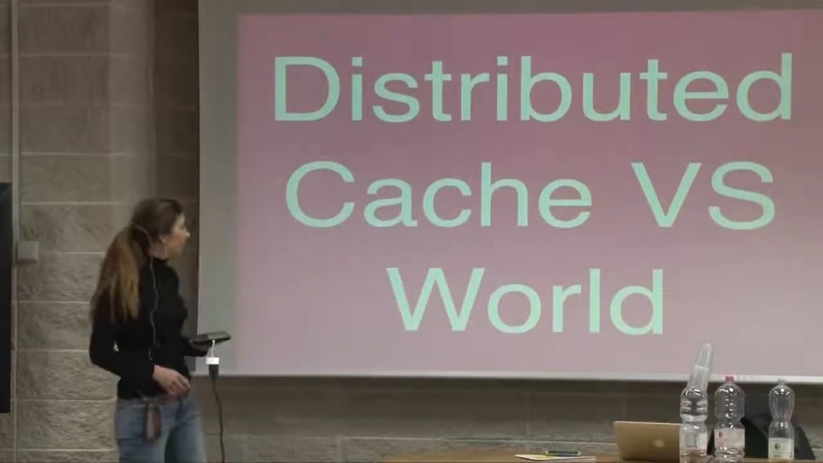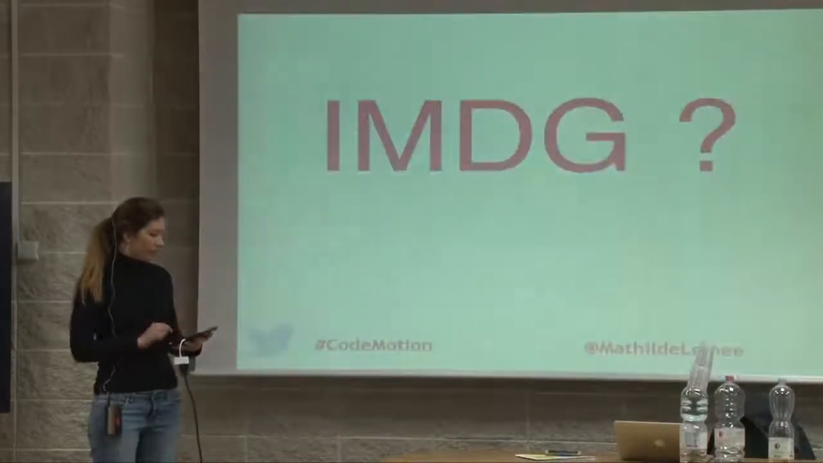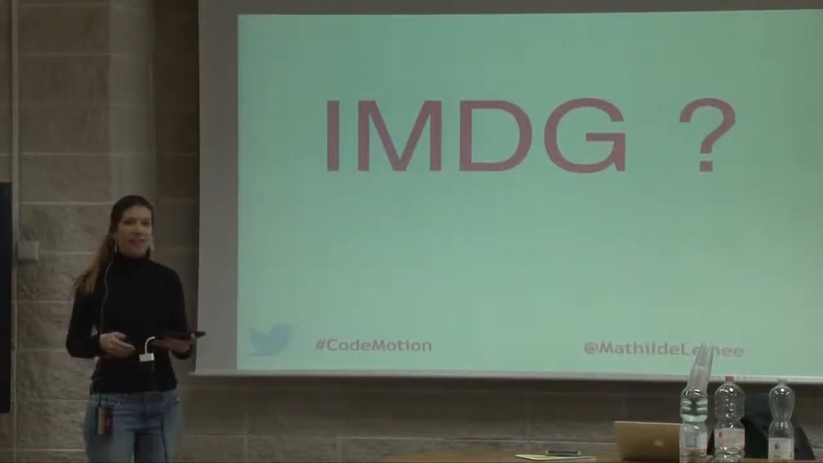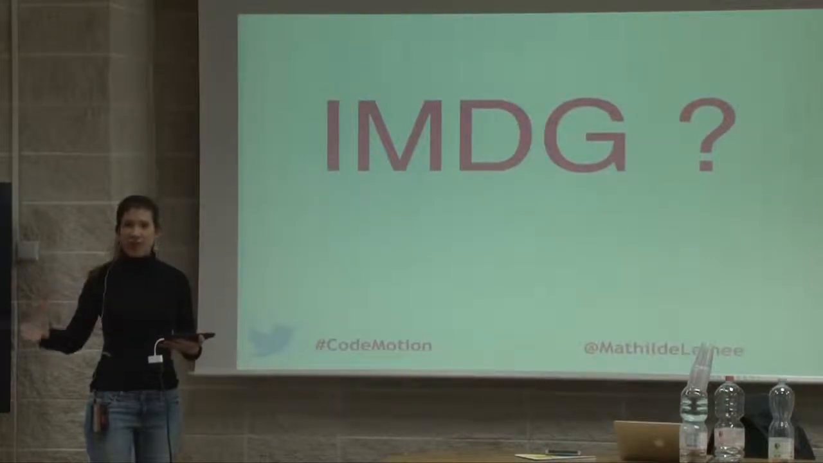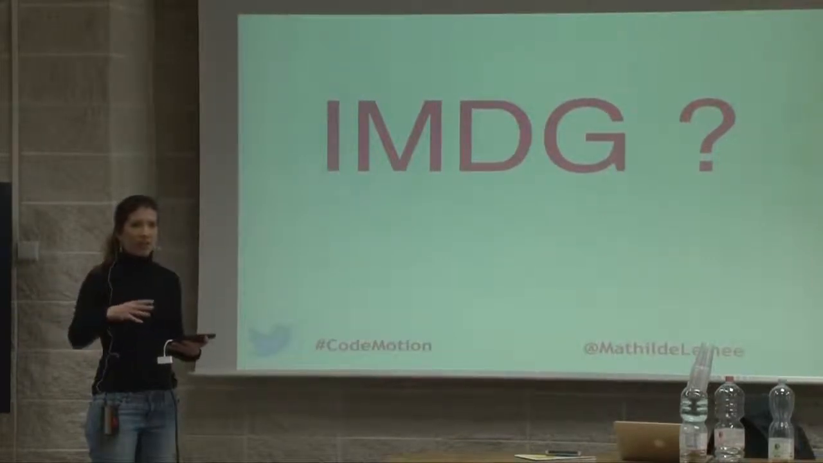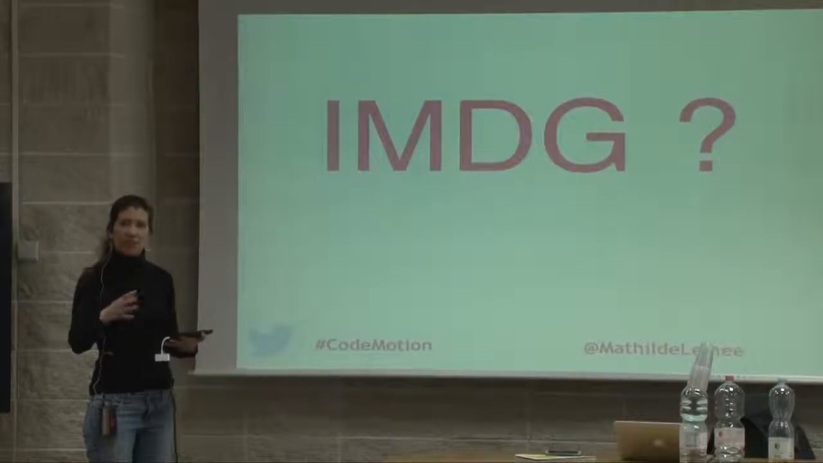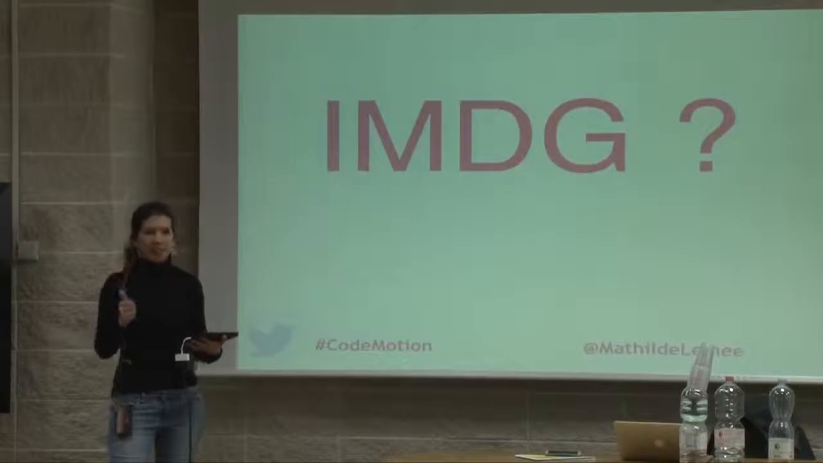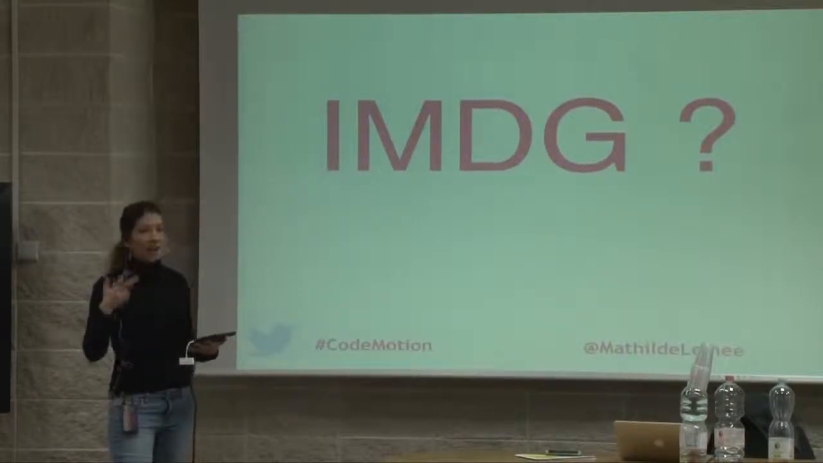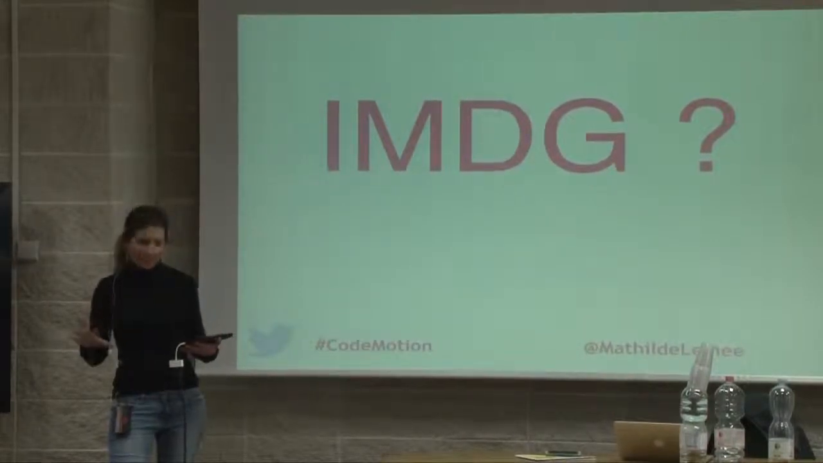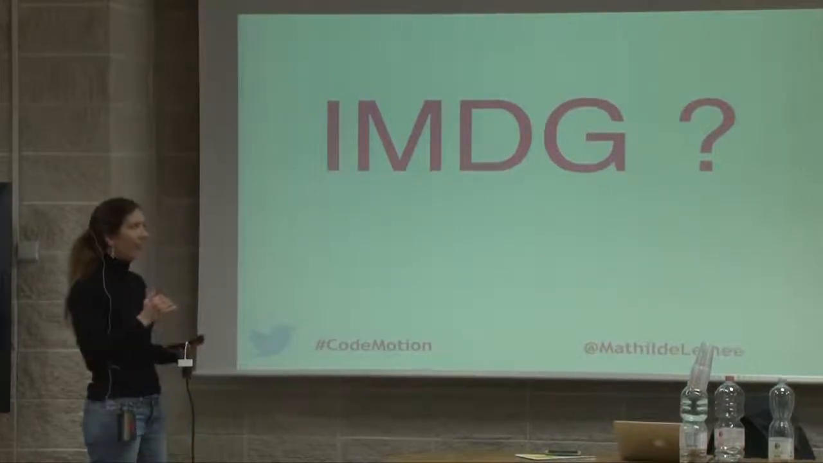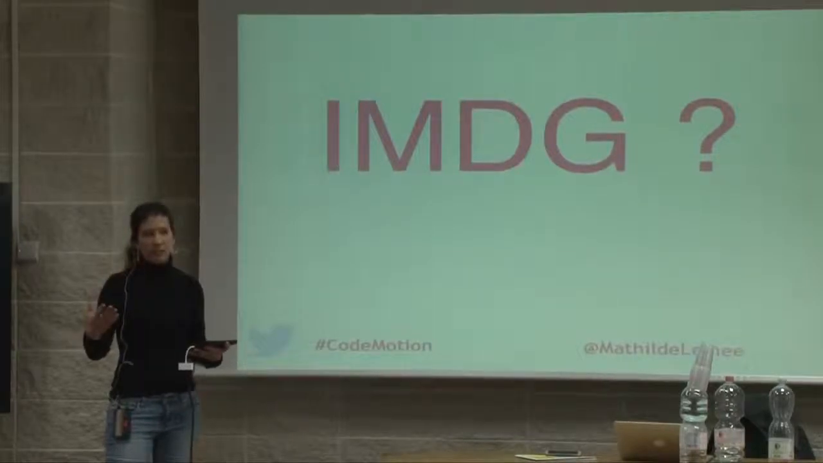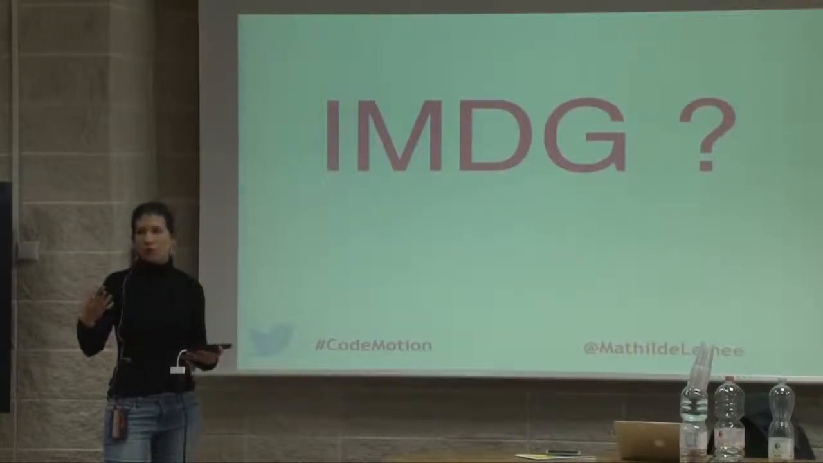So here is distributed cache versus the world. The ancestor of the in-memory data grid is the distributed cache, but it's different in a lot of ways. The goal of an in-memory data grid is again to provide extreme low latency access and high availability, exactly as a cache. The difference is that with an in-memory data grid, you can store all your data. You can use it as a cache, but you can also store all your data.